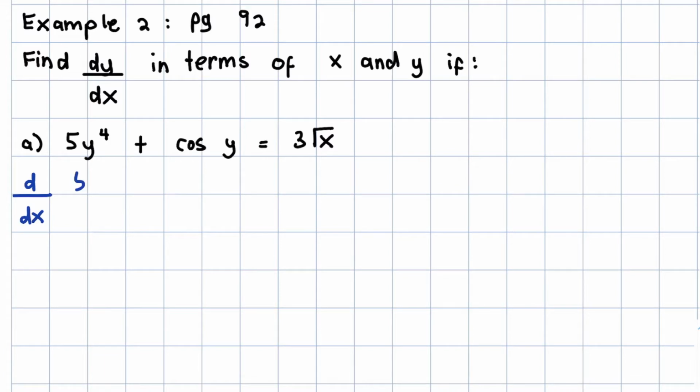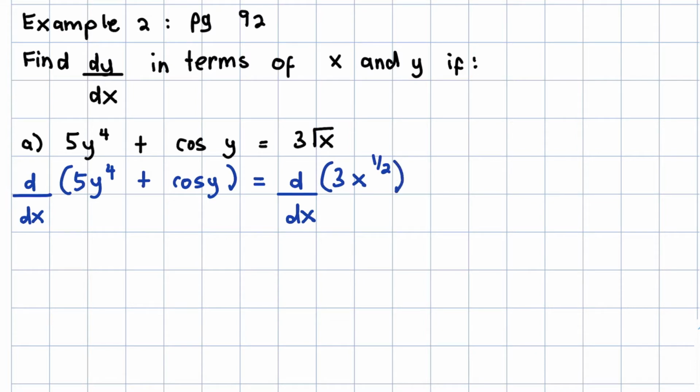For this equation, 5y⁴ + π cos y on the left-hand side, then your right-hand side will be d/dx of 3. Now I would change the square root of x into x to the power of half. Then what you do next is differentiate term by term. Now you have two terms, 1, 2. The first term is like normal differentiation, but this one you differentiate with respect to y.